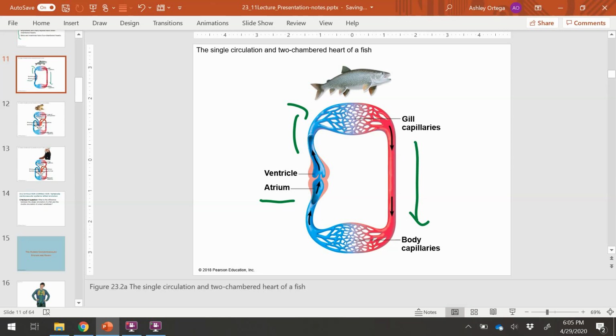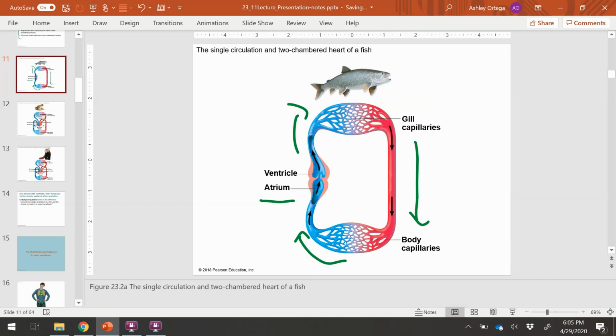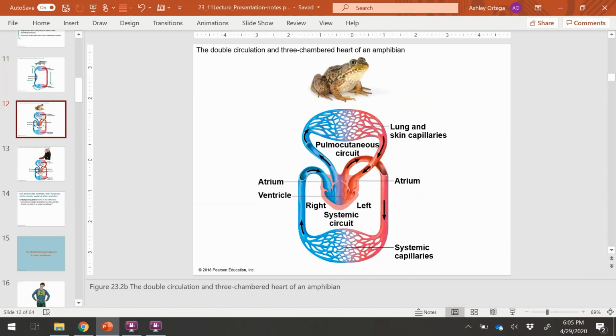And it exchanges carbon dioxide and oxygen on the blood capillaries, and then from there the oxygen poor blood goes back to the heart. That's single circulation. So one pump goes through the gills and then the body, whereas double circulation, there's going to be two pumps that occur. And starting with the right atrium, yes, it is backwards.